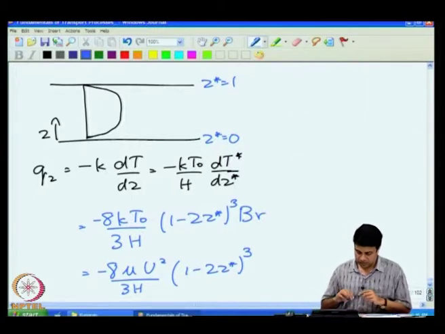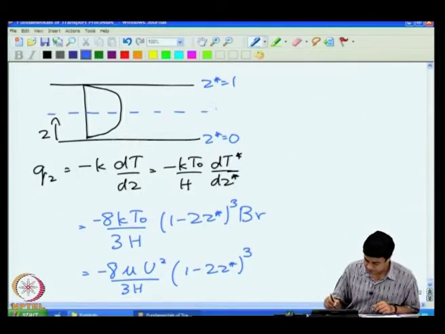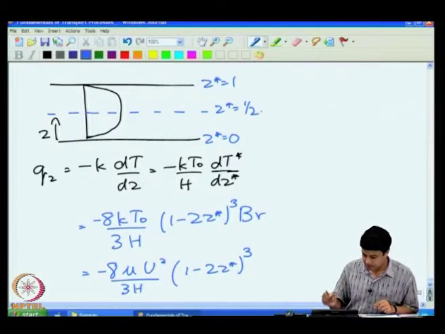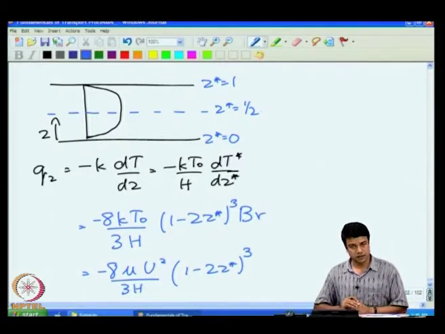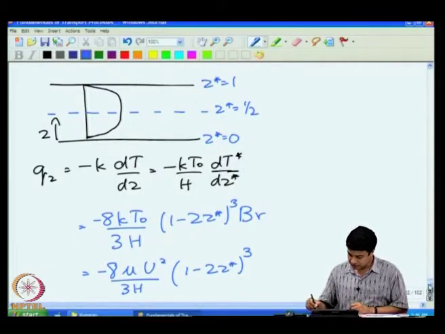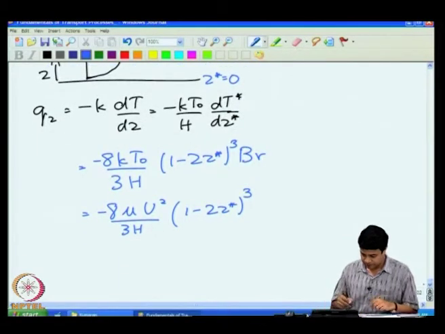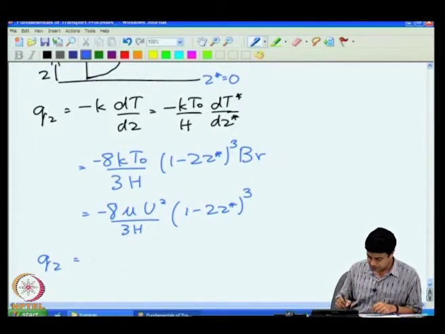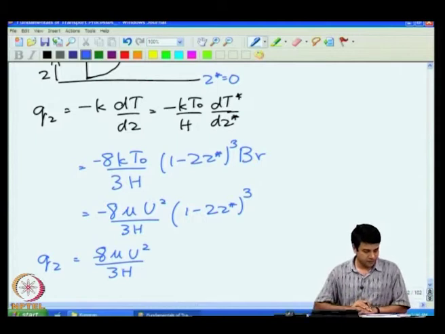At the center, z star is equal to half, and therefore the flux is equal to 0. That was because the velocity gradient is 0 at the center, as I had explained to you a little earlier. So, the maximum heat flux due to viscous heating, Qz, is equal to 8 mu u square by 3 h. That is the maximum heat flux due to viscous heating.